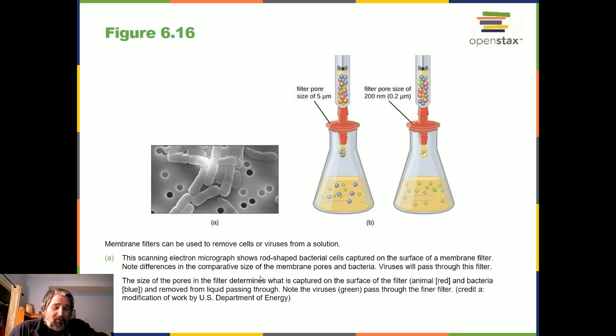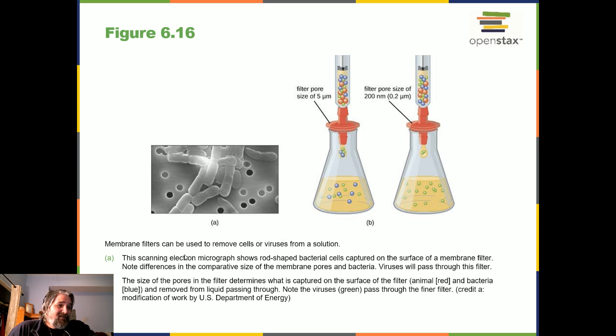All right, so they were filterable. Remember Ivanovsky and the Pasteur-Chamberland filter, using a pore size of 0.2 micrometers. You're able to separate virus out from a bunch of other miscellaneous colored balls here, bacteria or whatnot. And if your pore size is up to 5 micrometers, you'll get bacteria and viruses coming through.